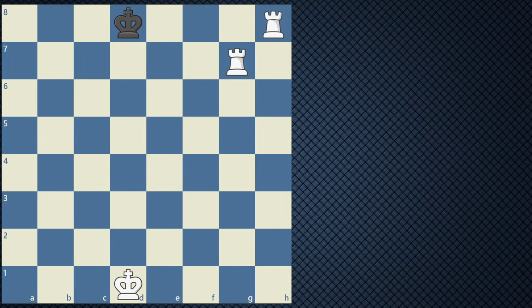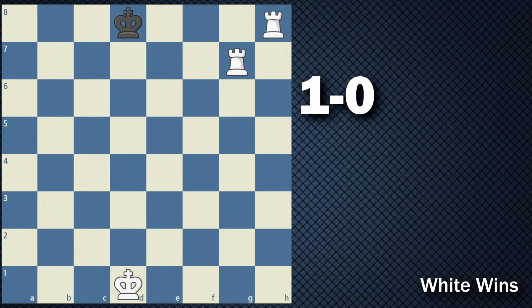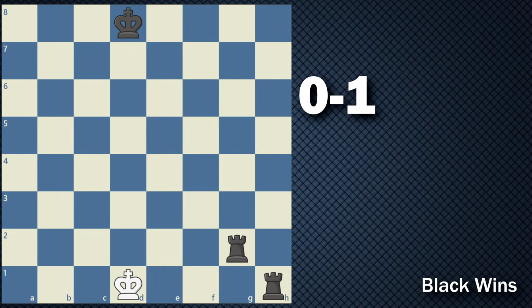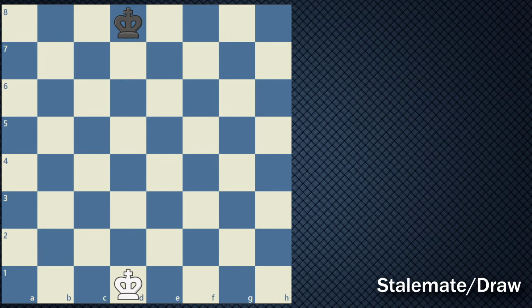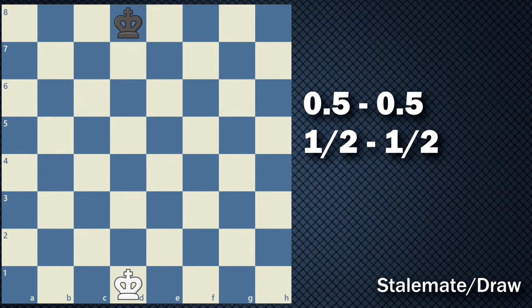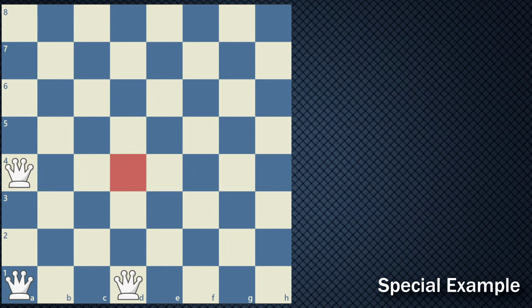And at the end of your game, the way that you notate a win for white is going to be 1-0. If you are going to notate a win for black, it's going to be 0-1. However, if there is a stalemate, you can just go 0.5-0.5, or half-half, to indicate a draw.